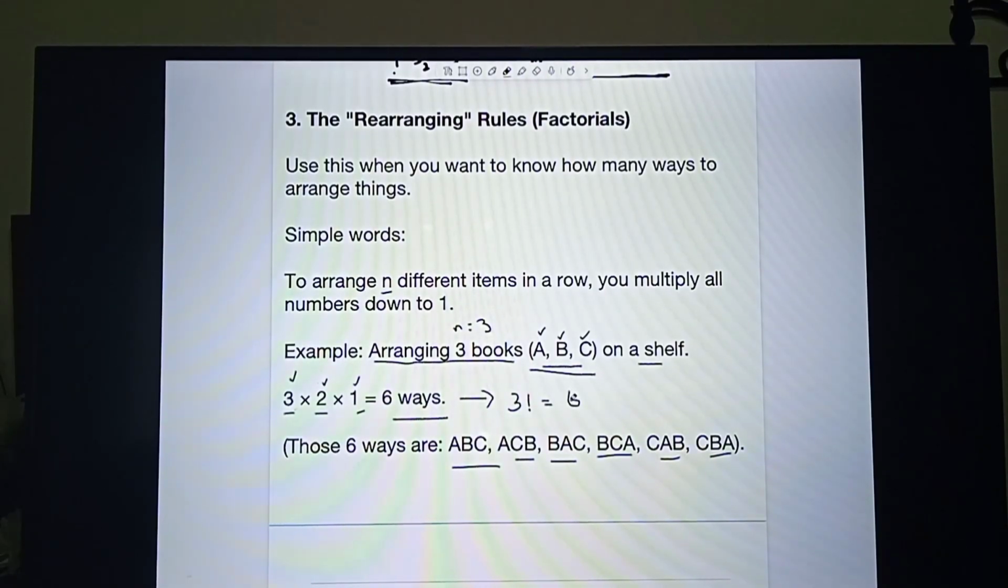Okay, so the 6 arrangements are ABC, ACB, BAC, BCA, CAB, and CBA. Now you have to note that ABC and ACB are different, because in arrangements the order of the book is different.